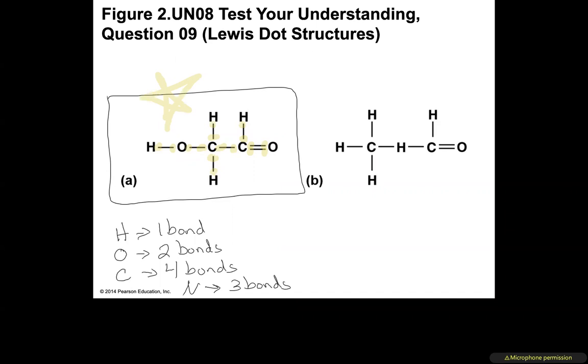Molecule next to it, we're going to see if it's written correctly. So let's look at the first carbon, and we know that it's supposed to have 4 bonds. 1, 2, 3, 4 bonds. So we're looking good. Let's look at the next carbon. 1, 2, 3, 4 bonds. That is correct.